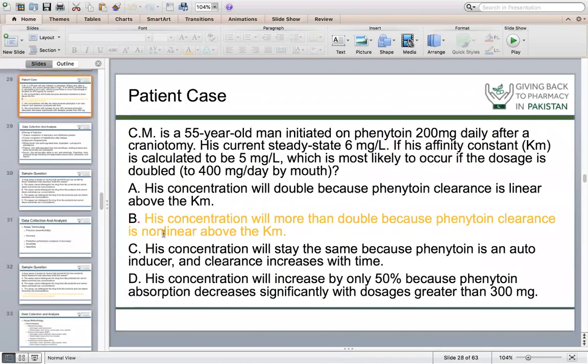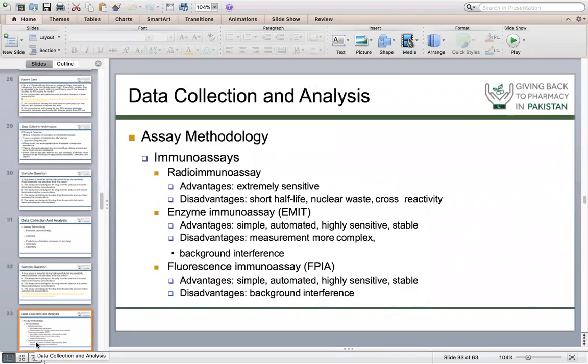So the right answer will be, his concentration will be more than double, because phenytoin clearance is non-linear above the Km, all right? So now moving to our next section, that's data collection and analysis.